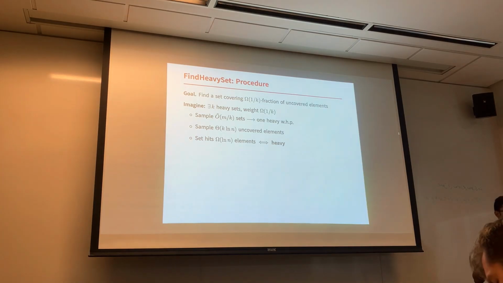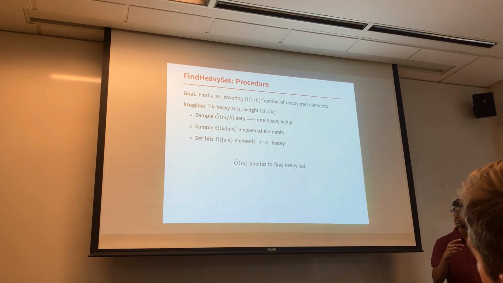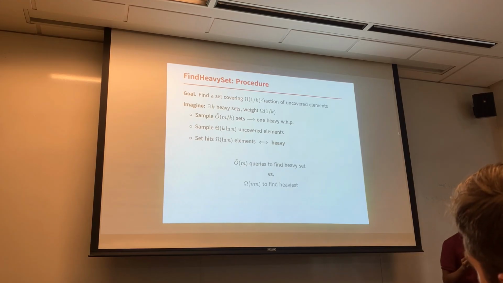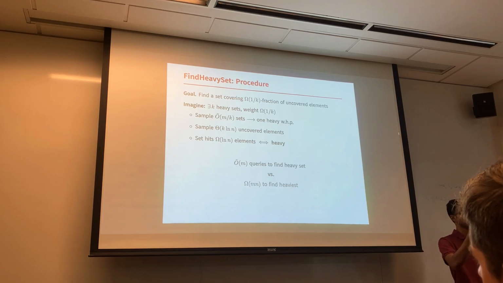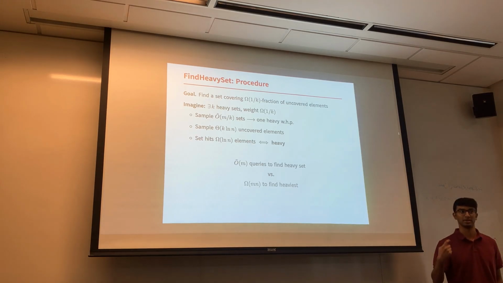All right? So let's think about how many membership queries we made. Well, we compared m over k sets with k log n elements, and so the number of queries we needed to find a single set was roughly O tilde n. And if we compare this with the number of queries we would need to find the exact heaviest set, that looks like m times n, because you have to read all of your sets to find the exact heaviest set. So this sampling trick saves us a factor of n.